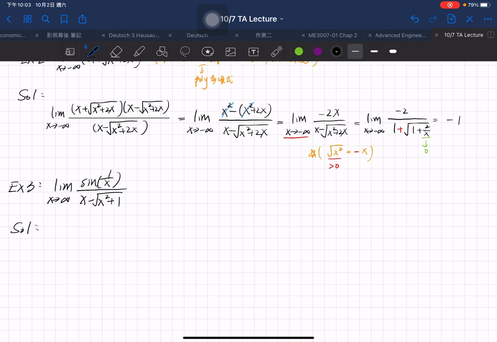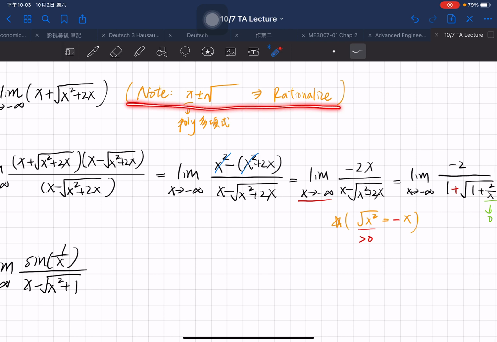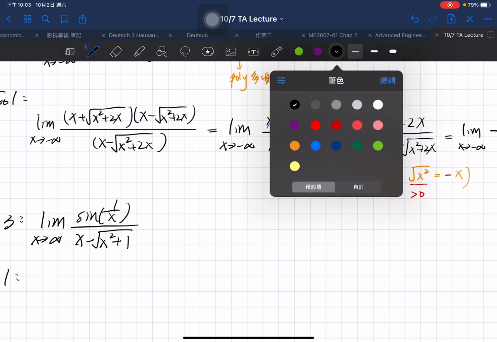Okay, let's see. How do we do this? What we see is x minus the square root of something, right? So it's the same as before. If we just plug in, we cannot get any answer. So we try rationalization.